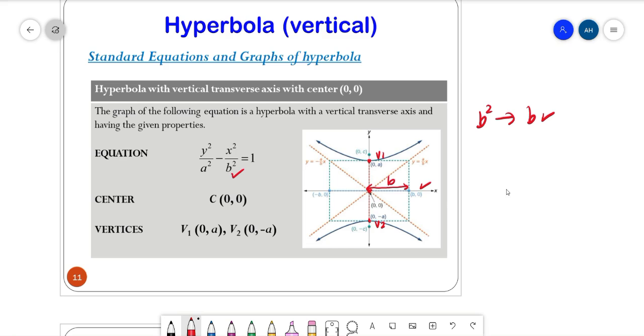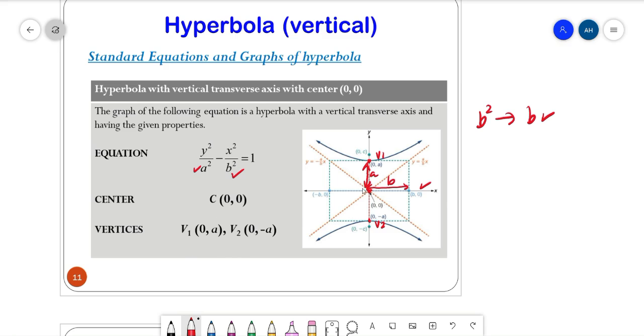The distance between the center and the vertex is a, right? You get a from here, at the denominator of y square. Now, when y square is in front, I hope you notice this, very important: when y square is in front, followed by a negative sign, subtraction, and then we have the x square component, that means this graph is a hyperbola with vertical transverse axis. Vertical, meaning one is facing up and the other one facing down. And the center is still at 0, 0.